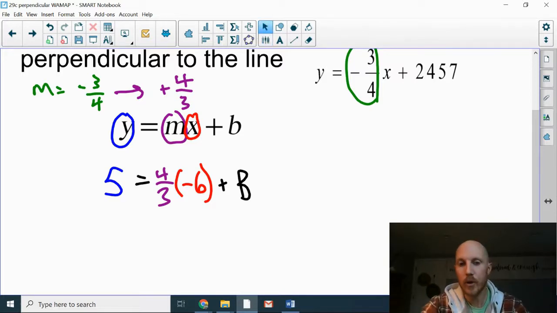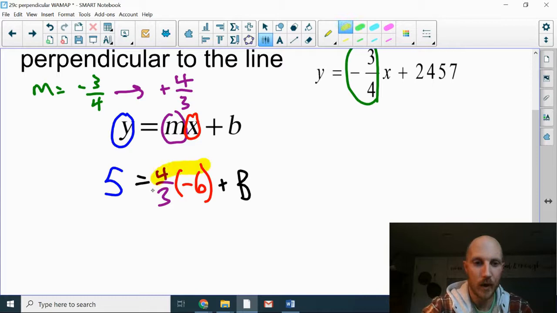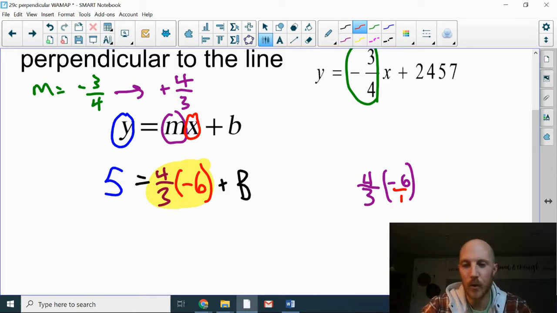Okay, so now in order to solve for b, it's going to take me 2 steps. First step is I need to multiply together the 4/3 and the negative 6. And I will write that just over here in the margin. So 4/3 times negative 6. When I multiply this, I might want to see that negative 6 over 1, just so that both of these numbers that I'm multiplying are written as fractions. I don't actually need the over 1 part, but I'm going to multiply straight across the top.